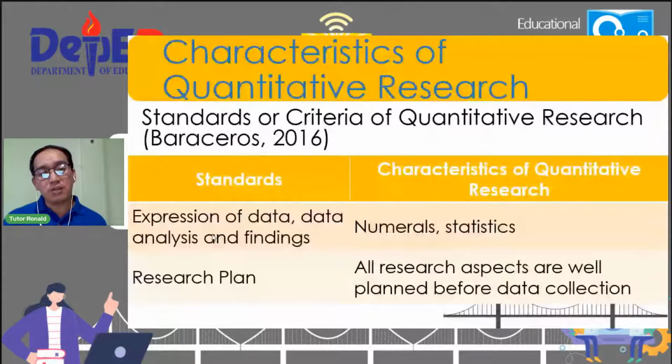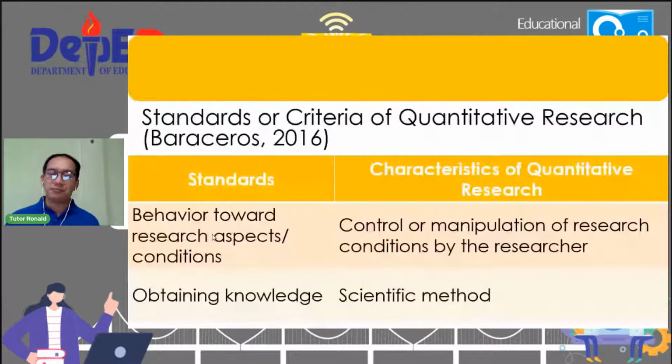Next standard is behavior toward research aspects or conditions. Usually, sa quantitative research, the control or manipulation of research condition is done by the researcher. So, meron pong control at pwede pong manipulahin ng isang researcher ang research conditions, gaya po ng kung sino po ang gusto niyang target na participants or respondents sa research, kung saan pong lugar. So, meron pong control ang isang researcher.